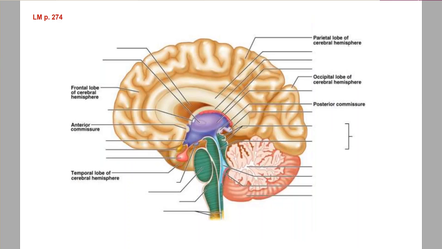Then your lab moves on to labeling a sagittal section of the brain. So this is just straight out of your lab book, just kind of poke around and try to figure out some of the structures. And I'm going to talk you through a couple of them and label in a different picture than this.